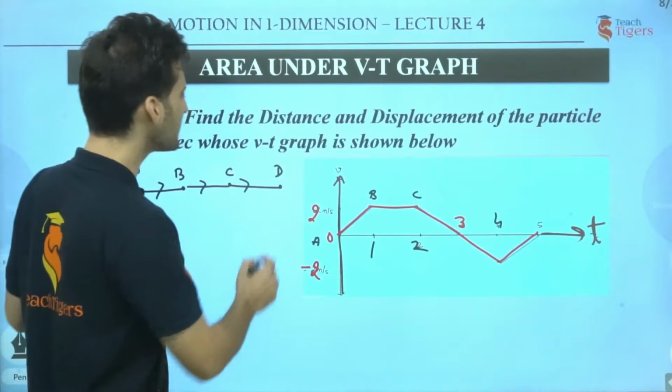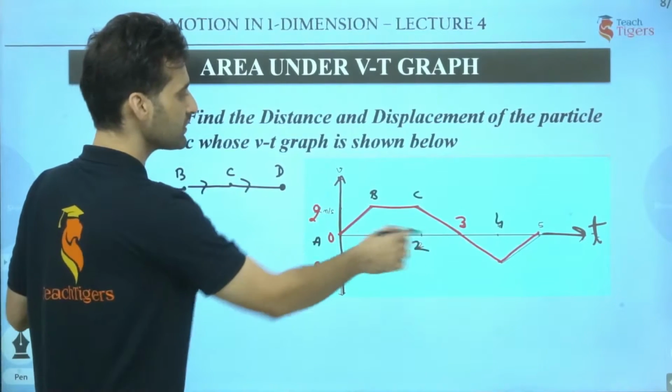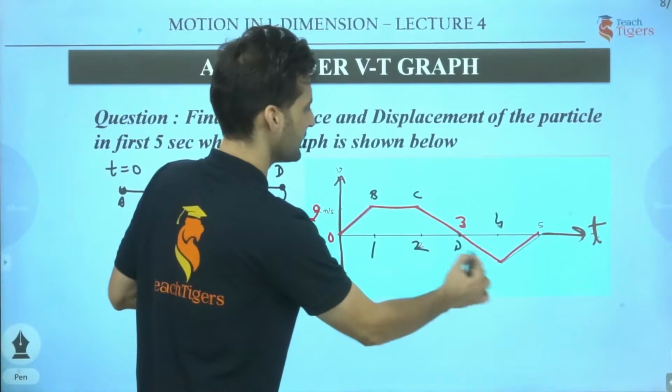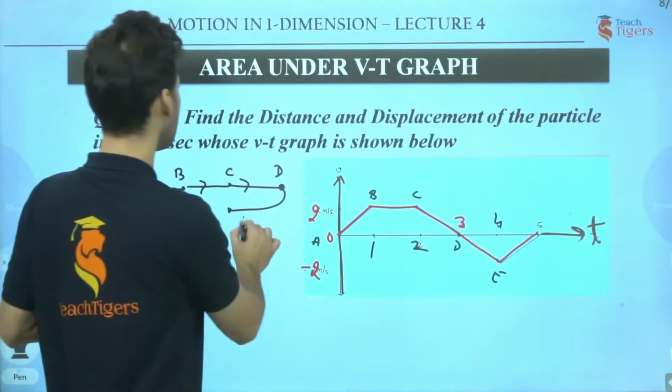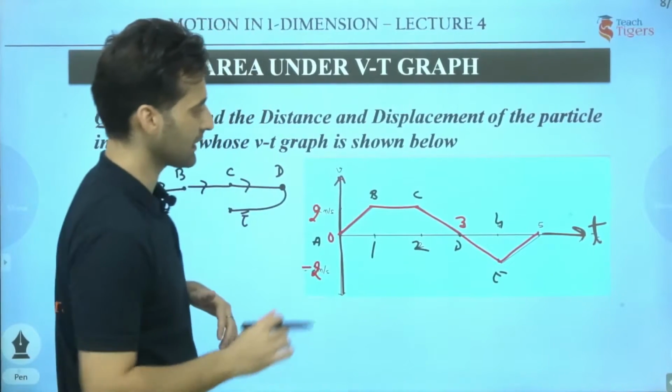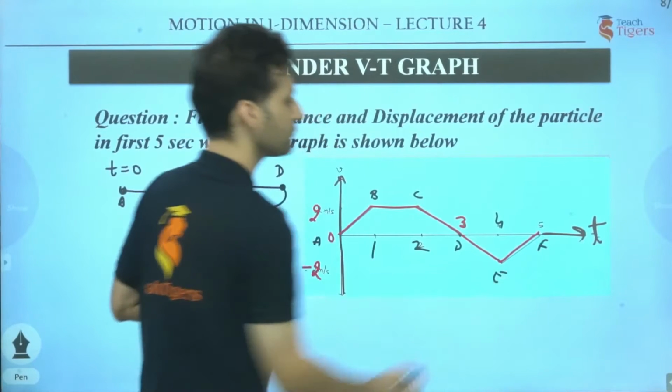So I can assume it just turned back over here. From 3 to 4 seconds, it again turned back. Let's say this was point D, this is point E. Then he reached point E, and then what happened? From E, once again back. Let's say F, final point F.